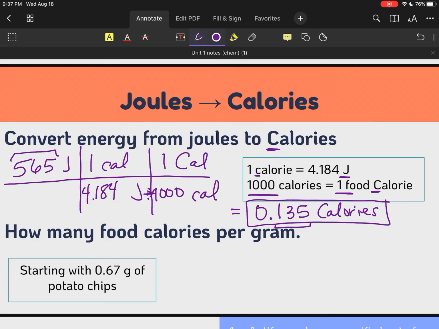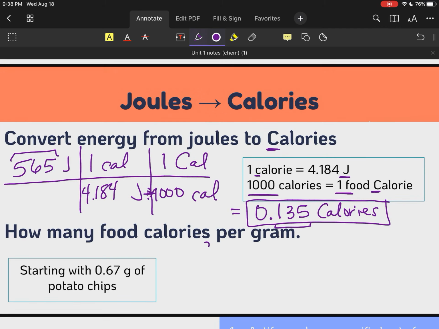Okay, so that's a teeny tiny amount of calories. If you think you're used to eating probably a handful of chips, it's like 150 calories, right? That's not very much energy released from that chip there. And then we can also convert how many calories per gram that was. So what we'll do in the lab is we'll do this, and then we'll see how close you were to the actual nutrition label.